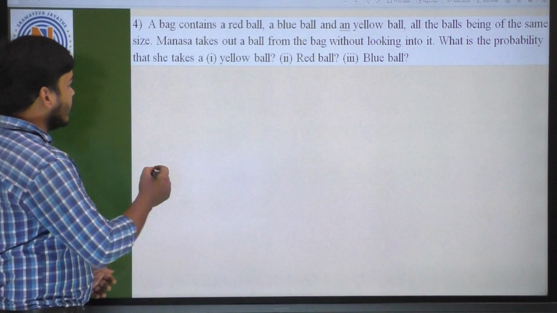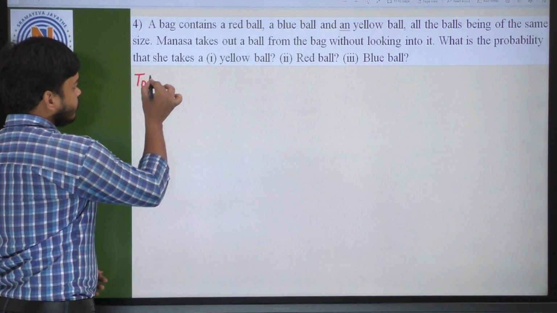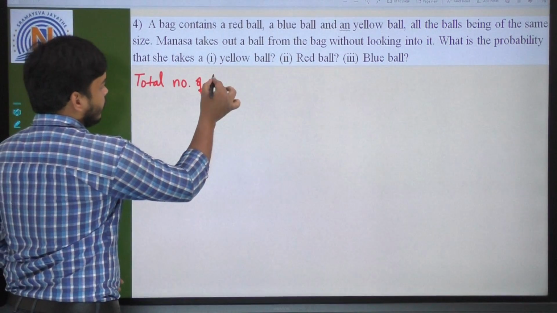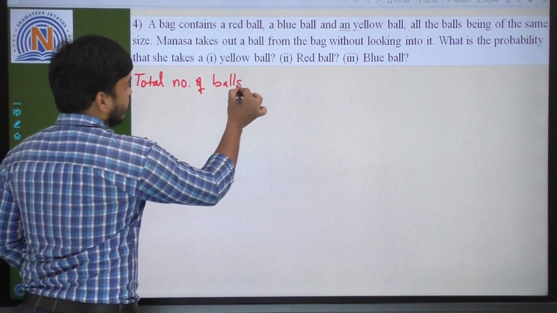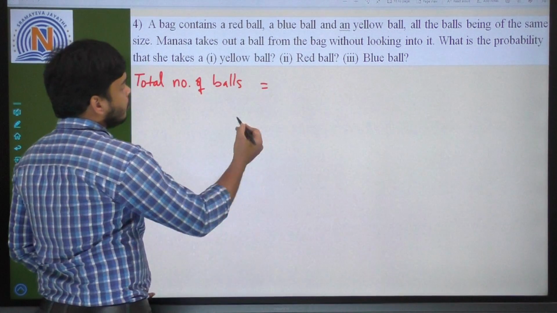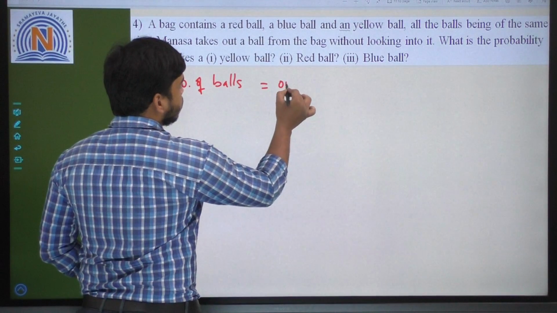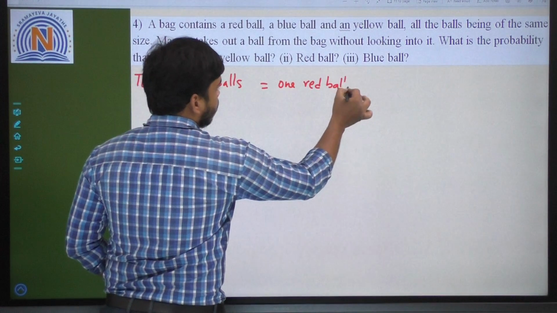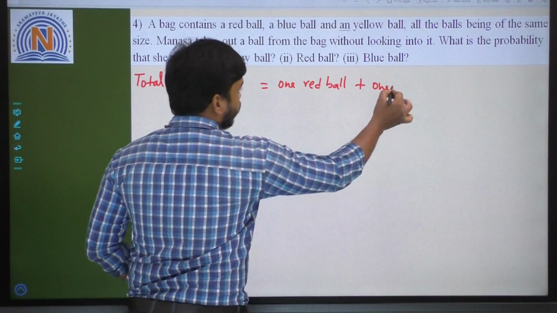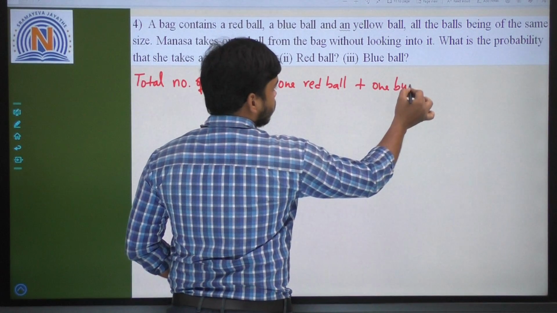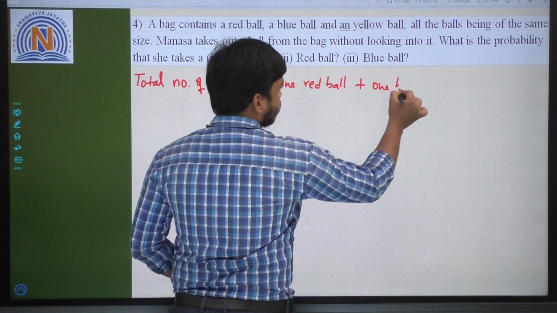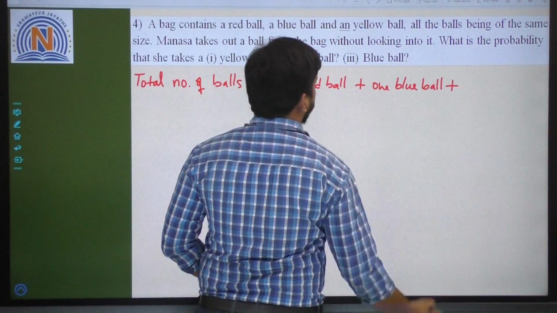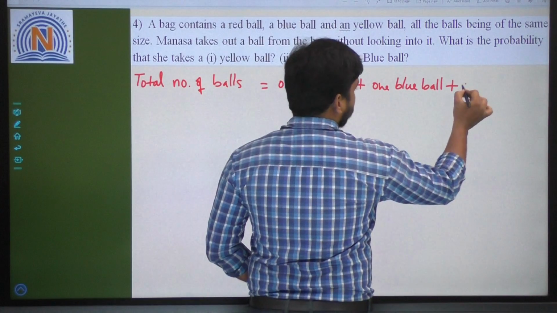So here the total number of balls, what are those? 1 red ball plus 1 blue ball plus 1 yellow ball is there.